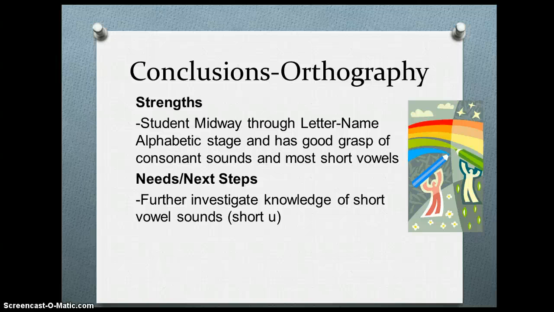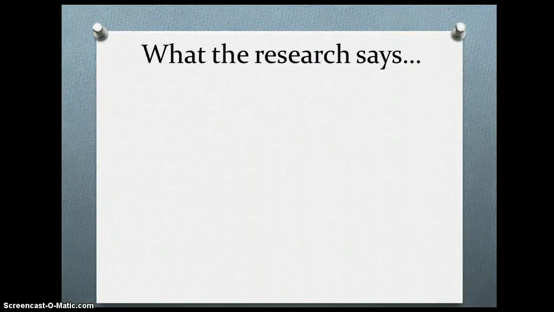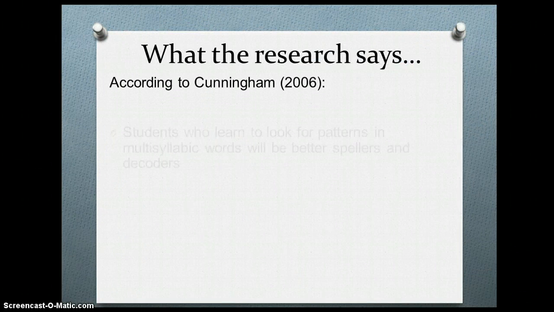But I know when comparing it to the core phonics survey, she does need that help with those short vowels. So I would want to provide her instruction for CVC words with short U and E, and then move into digraphs and blends. What does the research say?